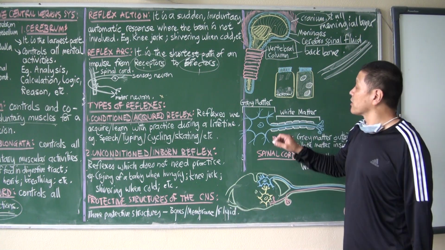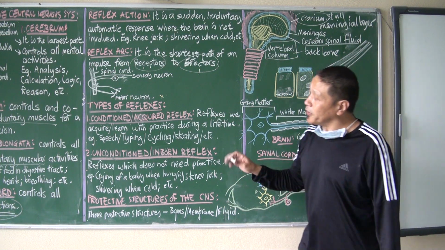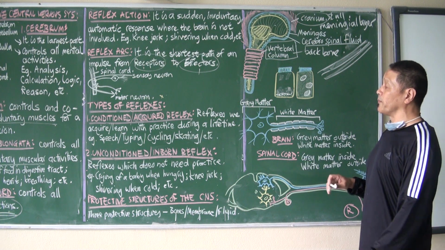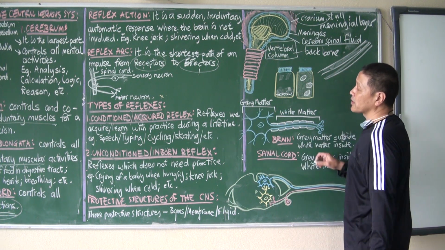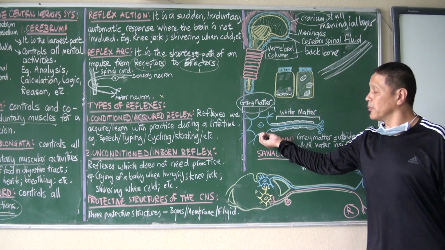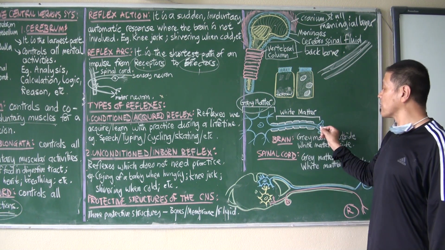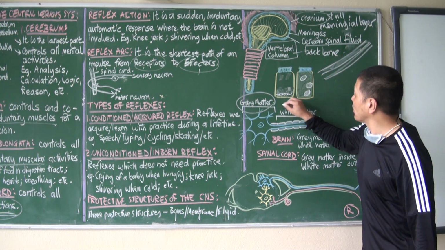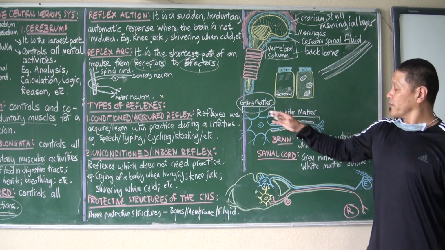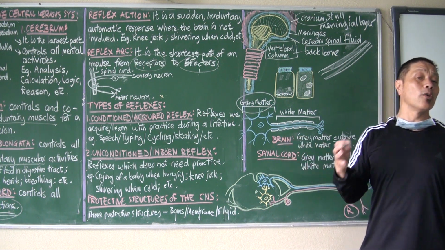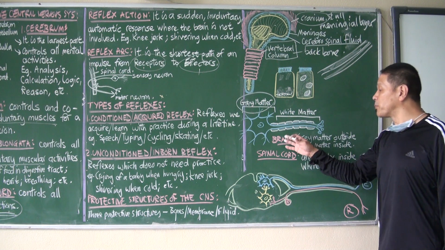Now there is something called the gray matter and the white matter of a neuron. The cyton that we talked about in the earlier video is called gray matter, the main body of the cell. And the axon, because it is covered by a white layer of fat, is called the white matter. Now, an often asked question is this: where do you find the white matter and the gray matter in the brain or the spinal cord?